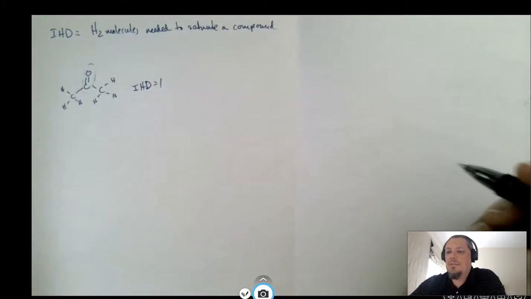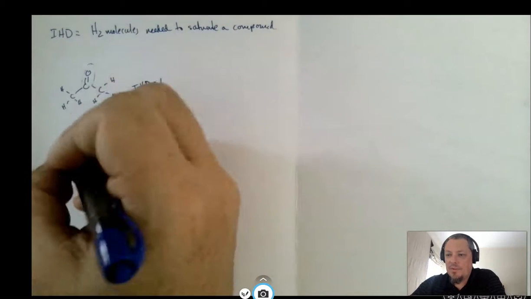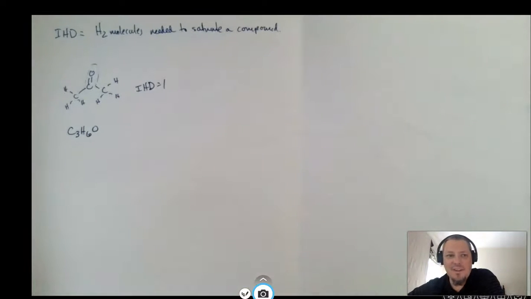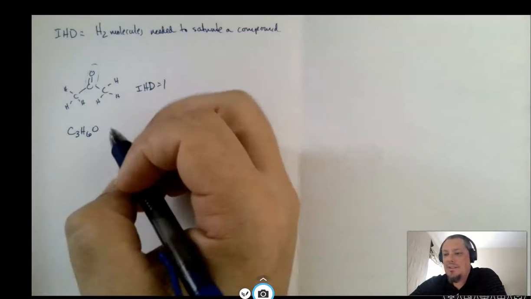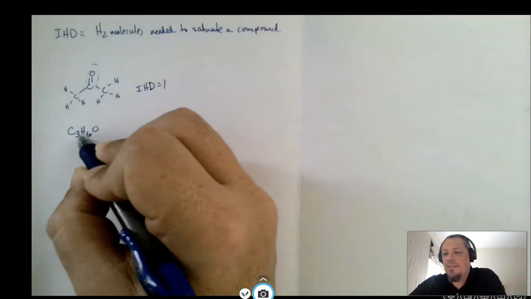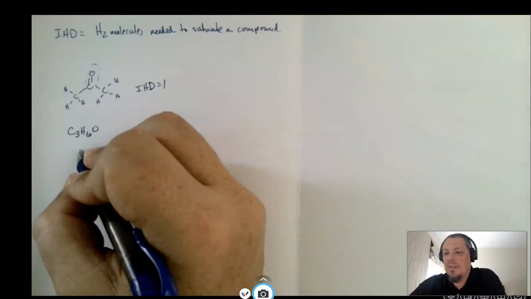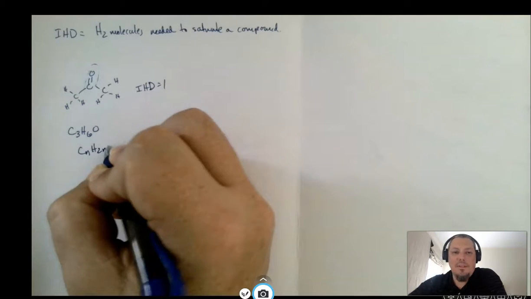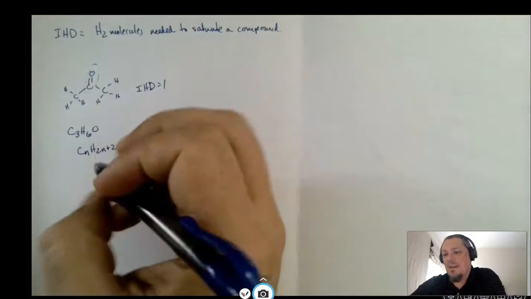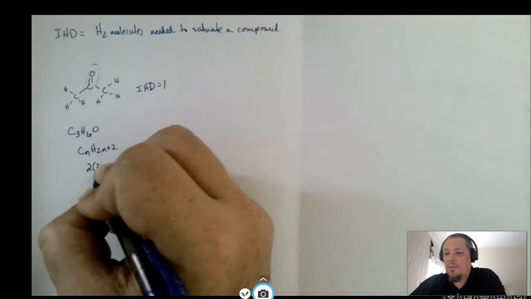To calculate this based off the formula, propanone is C3H6O. Working off the empirical formula I find is easier. We can calculate IHD by calculating the total number of hydrogens this compound would have if it were a straight chain alkane. So we can use the formula CnH2n+2 to calculate how many hydrogen atoms there should be, and then dividing by 2 to calculate IHD. So n is 3 in this case, so 2 times 3 plus 2 is 8.